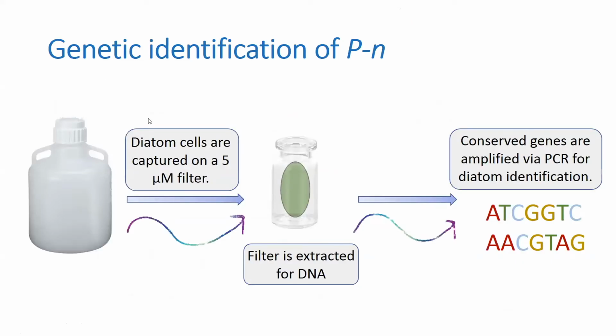And so how are we doing this? We are taking that bucket of water, we are filtering it on a 5-micron filter. That filter is extracted for DNA, and then we are using conserved genes that all species of PN have for PCR analysis, and ultimately PN identification.